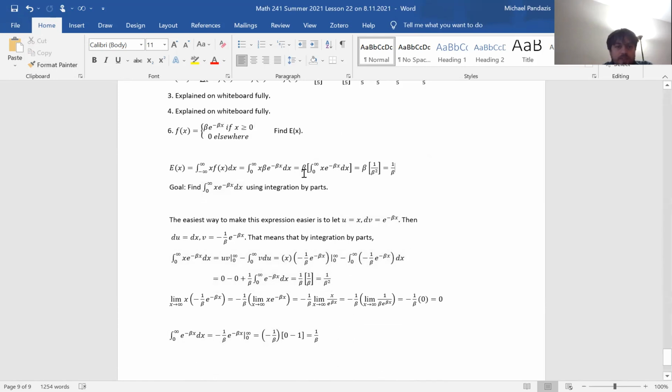What you need to do is read this over. You need to know calculus also. Okay, so that's number 6. Any questions about number 6?